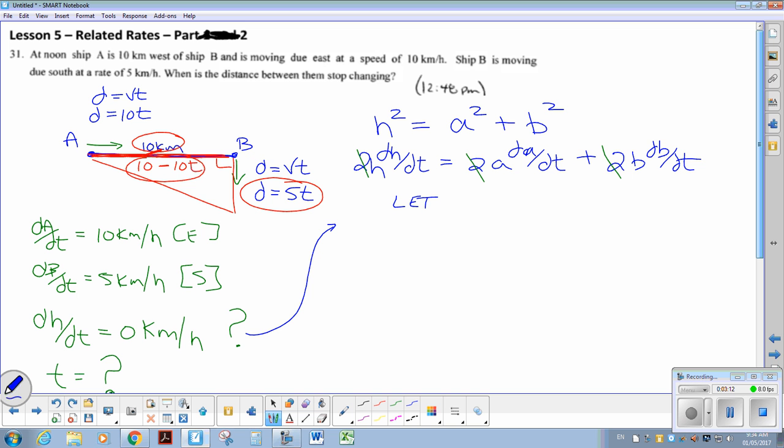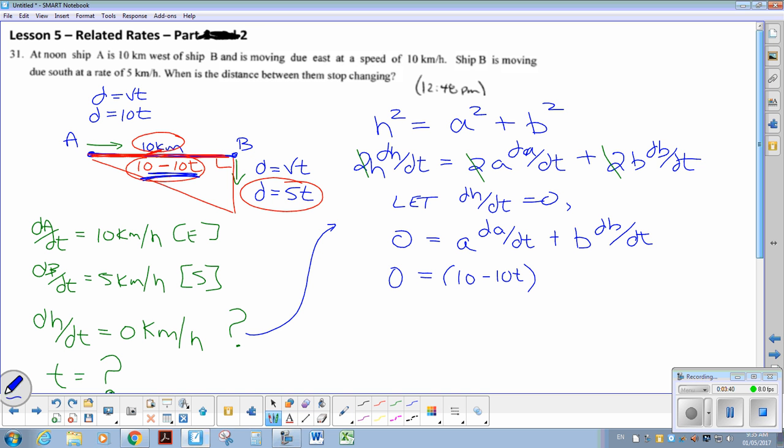All right, but we know from the given information that dH by dt is going to be 0. So what that means is that I have 0 equals a dA by dt plus b dB by dt. And my a and b are the lengths of the sides of the triangle at that point in time. So 0 equals, the length after that amount of time is 10 minus 10t, times dA by dt, how fast the boat is traveling, which is 10, plus the length of the other side of the triangle, that's 5t, multiplied by the b value, dB by dt, how fast the boat's traveling. So we end up with 5.